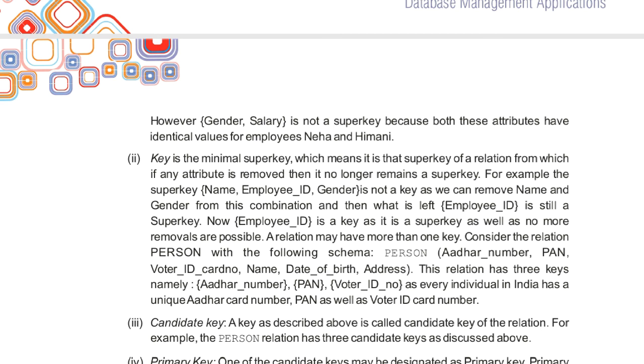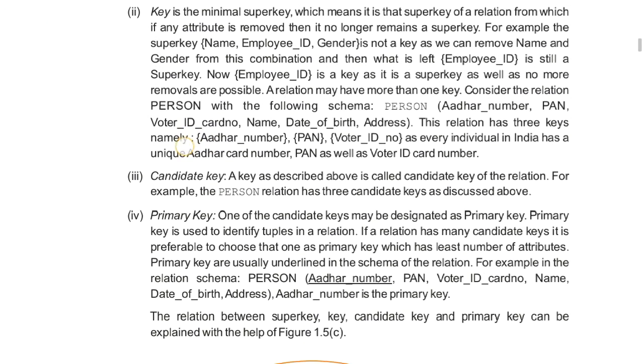So what do you mean by candidate key? It means that in the person relation, the person has a unique identity with his or her Aadhaar number, PAN number or voter ID number. So these are the candidate keys which uniquely specify the relation. Now next is primary key.